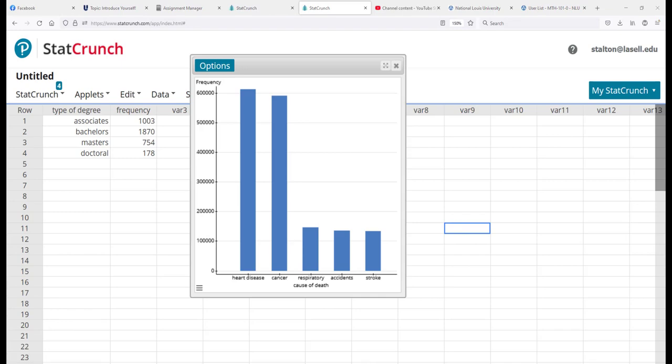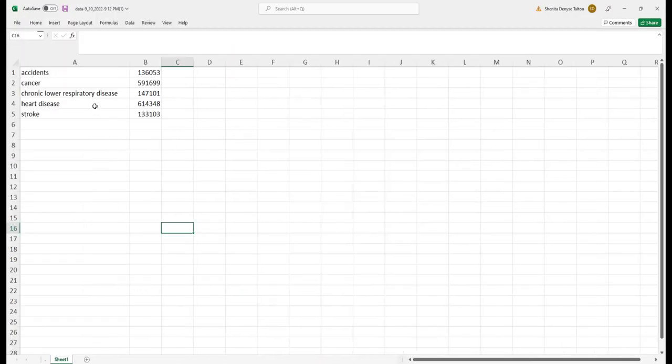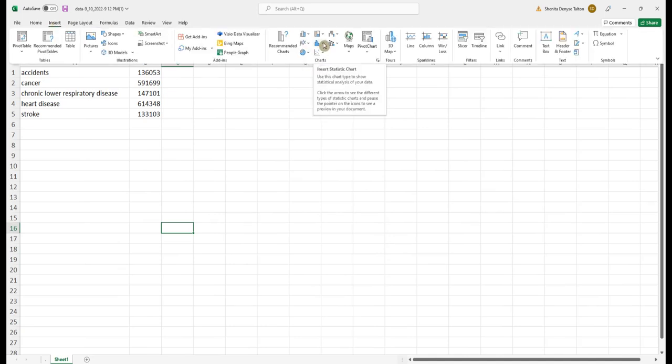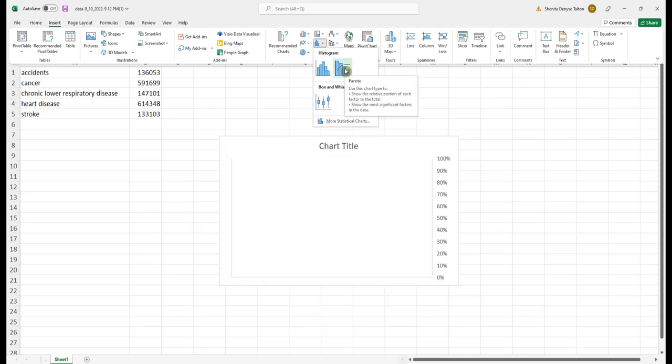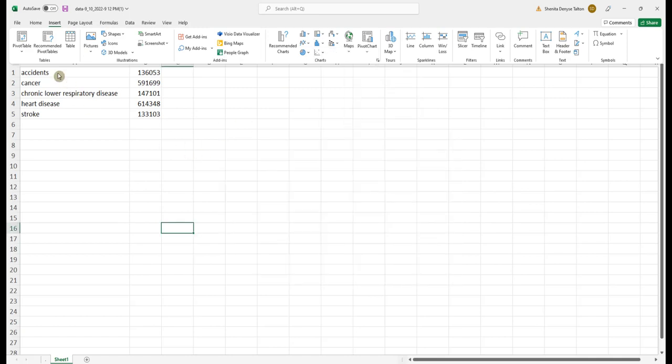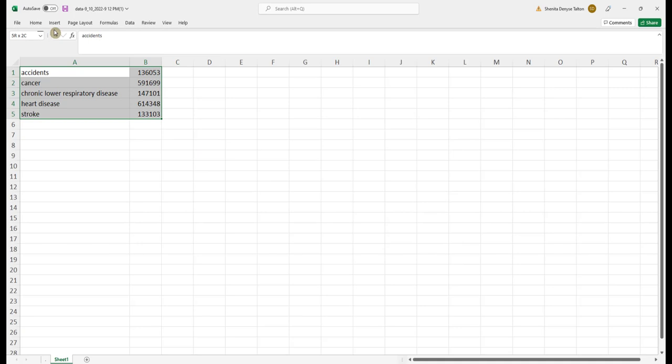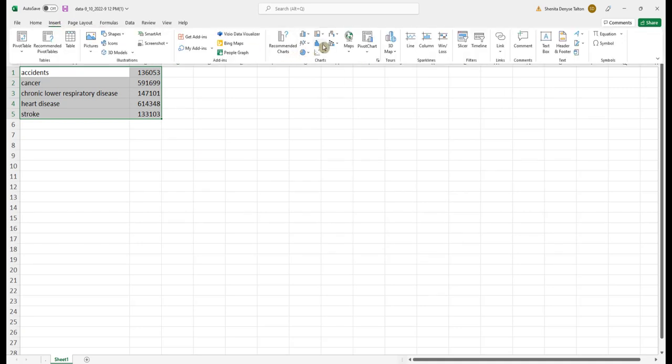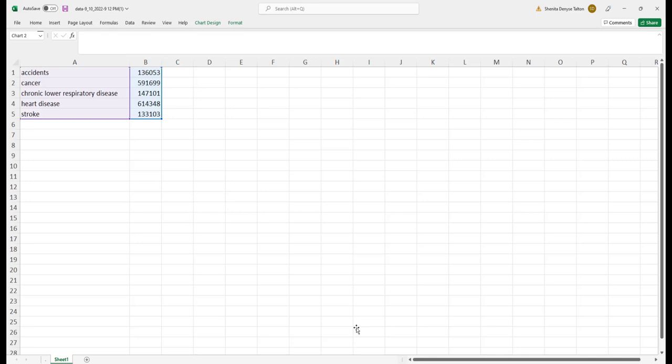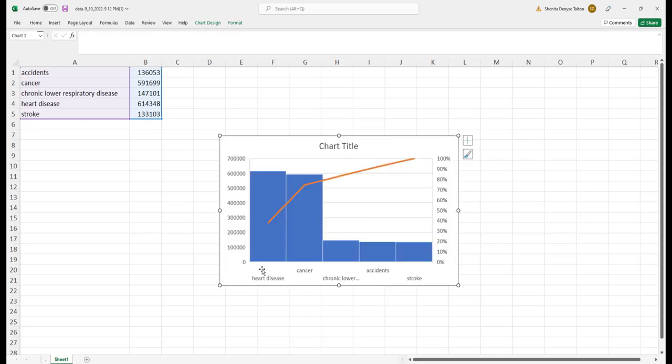You can also do this in Excel. I already have my data values in there. We're going to go to Insert, and we are going to go to this histogram. We're going to click on it, and if you look to the right of it, it says Pareto chart. So I'm going to highlight the data first, go to Insert, and then click on the Pareto chart, and there you go. It gives you your categories along the horizontal axis as well as the frequency along the vertical axis. You have this line here, this orange line.